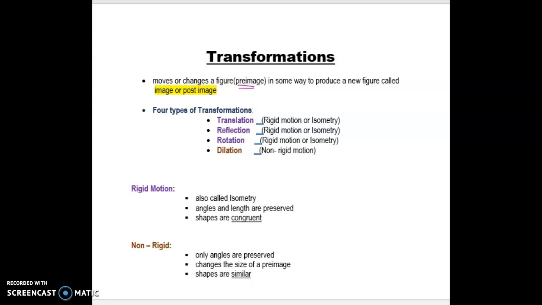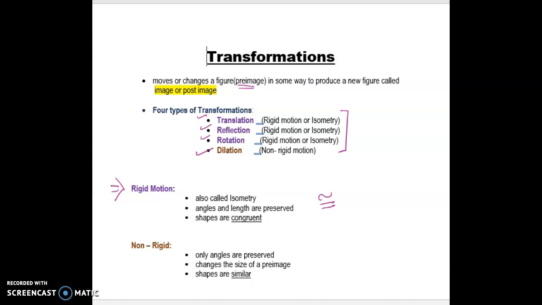There are four types of transformations, namely translation, reflection, rotation, and dilation. Translation, reflection, and rotation, these three are rigid motions, and they are also called isometry. What is a rigid motion? In rigid motion, angles and lengths are preserved. Shapes are congruent. They are one and the same thing, but they are moved from one place to another.